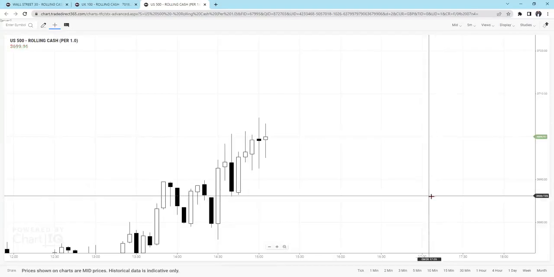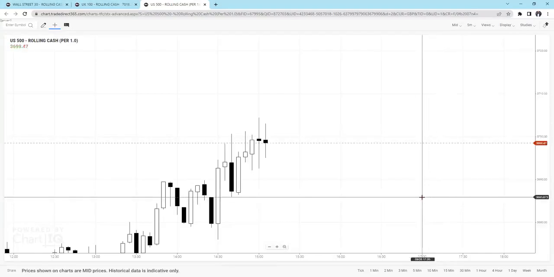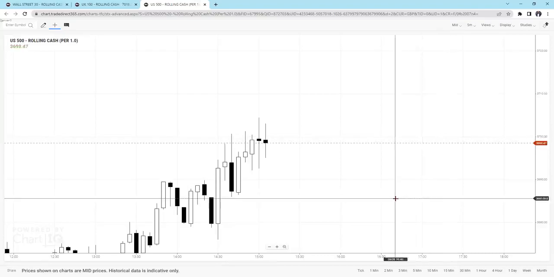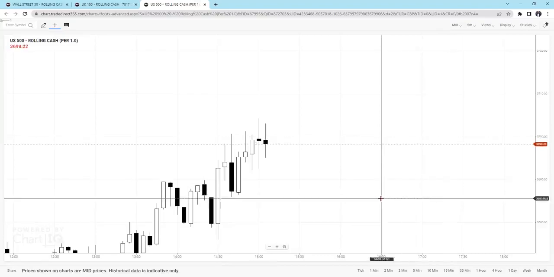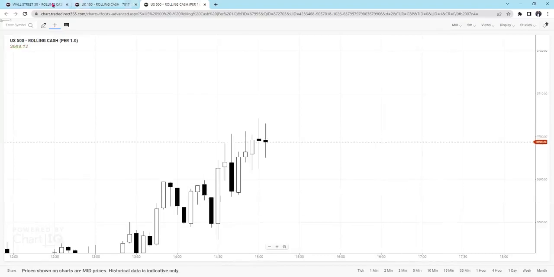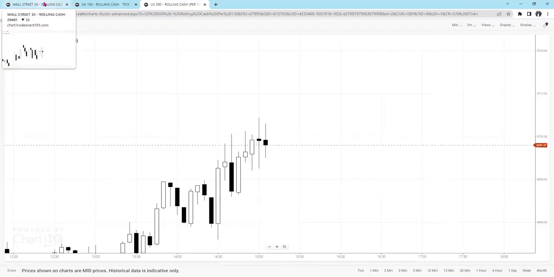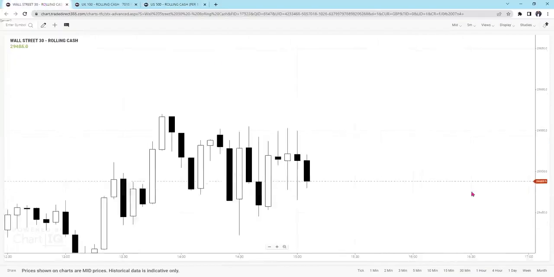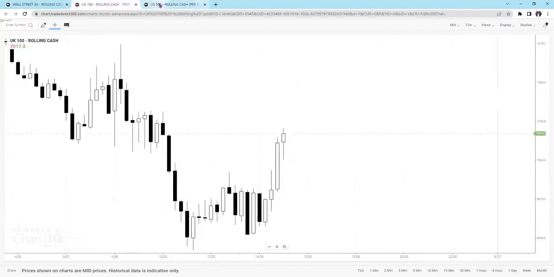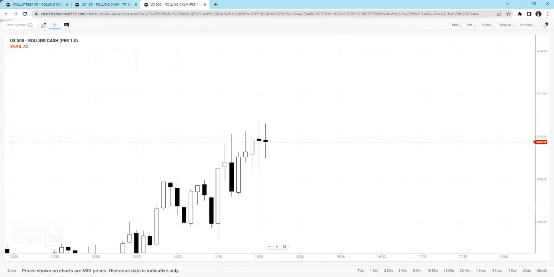Just looking at the structure of the S&P 500. Every single bear bar gets bought up. But what's holding it back seemingly is Dow's inability to rally. But everything else is rallying. FTSE is rallying. Nasdaq is rallying. DAX is double topping on the 15-minute.